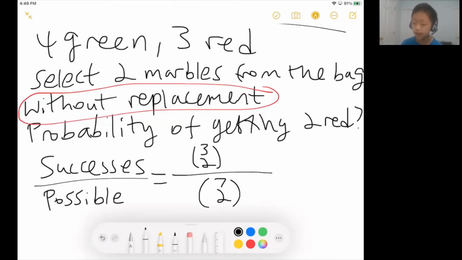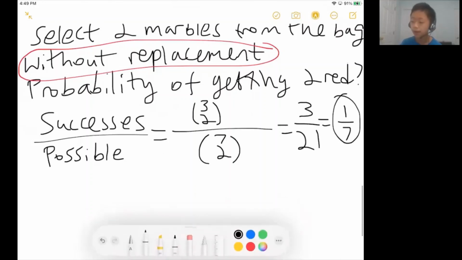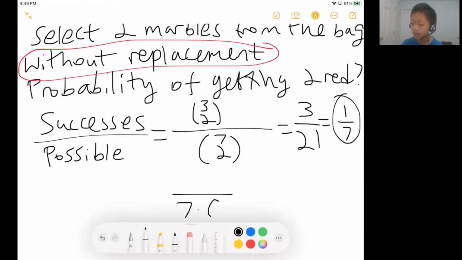So 3 choose 2 divided by 7 choose 2 would be 3/21 if you were to calculate these binomial coefficients, and you get 1/7 as the probability. And if you were to use that order mattered, then it would be the same thing essentially. The bottom would be 7 times 6, the top would be 3 times 2, which would also be 1/7. Either way, you would get the same answer.